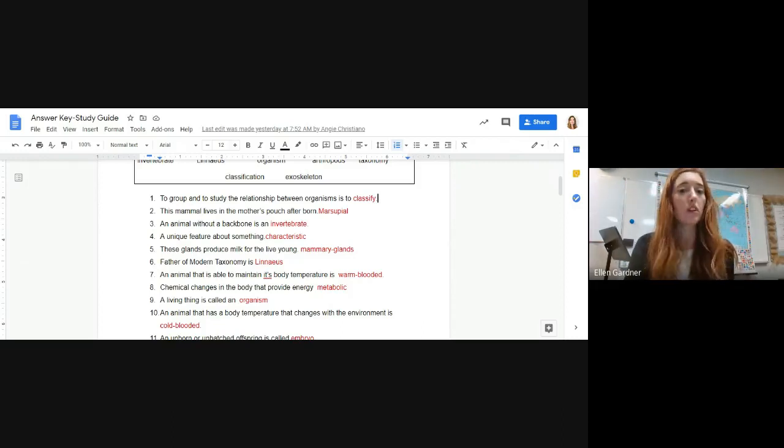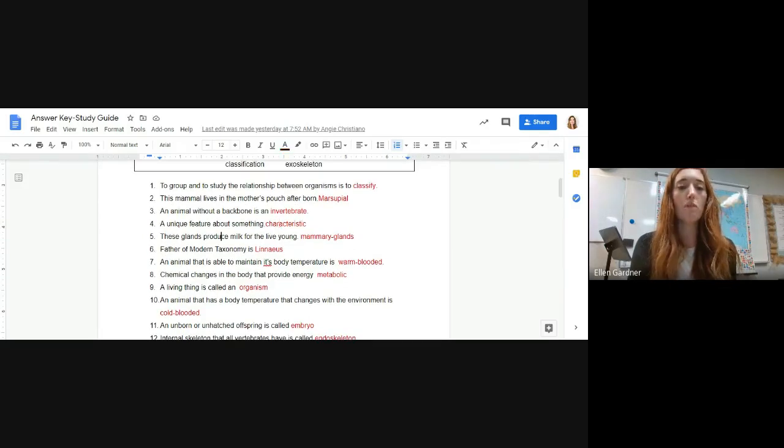Now, the mammal that lives in its mother's pouch after born is a marsupial. Most mammals do not continue in that very immature stage, but a marsupial does. An animal without a backbone is an invertebrate. A unique feature about something is a characteristic.